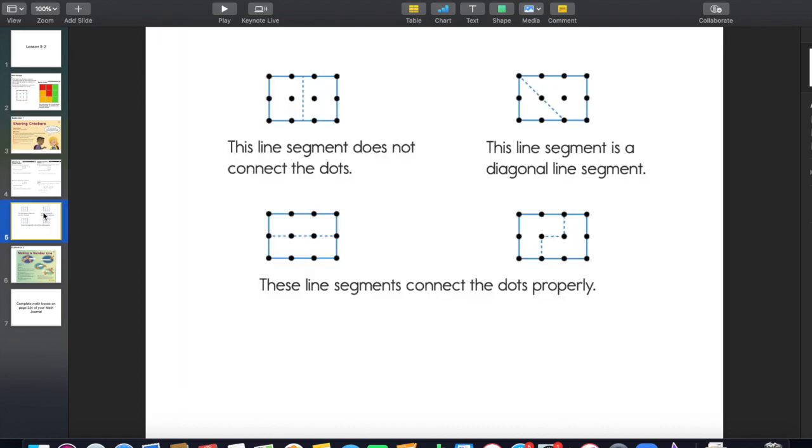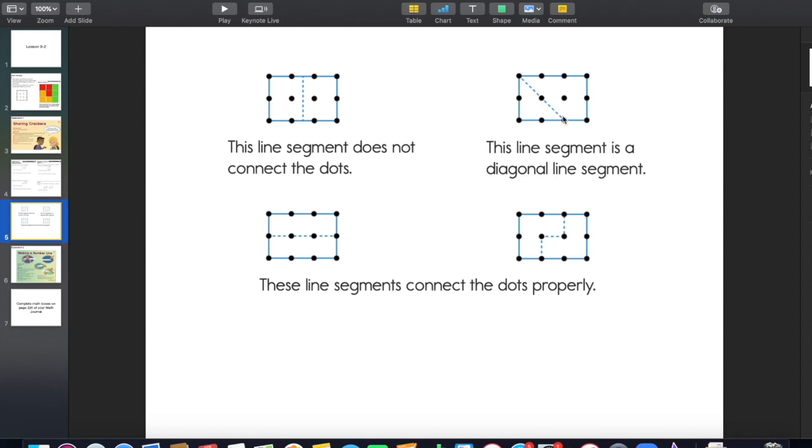So let's just look at how we might connect the dots. So it says this line segment does not connect the dots. Can you see that there's a line segment in between the dots? So that would not work. When we are dividing up the cracker, we have to draw line segments that connect the dots. This line segment is a diagonal line segment.